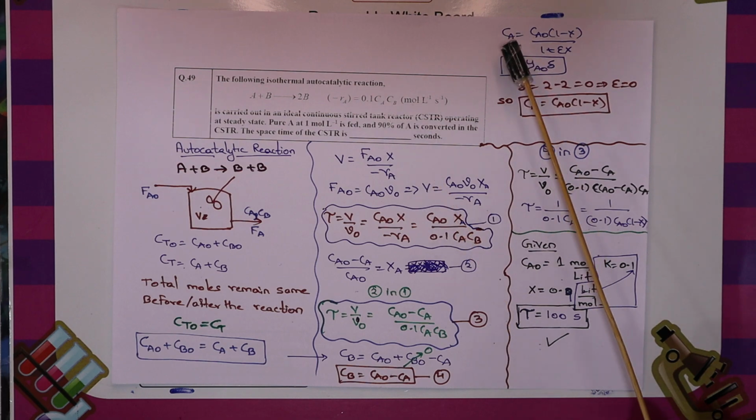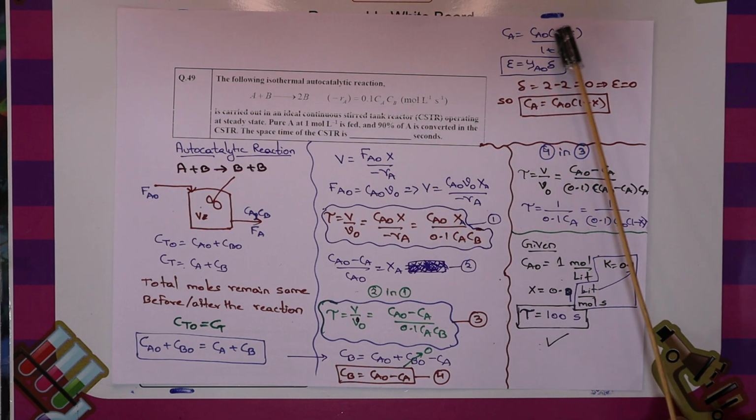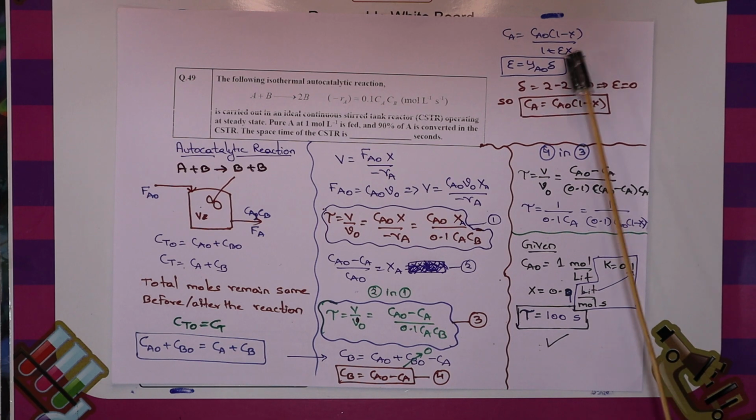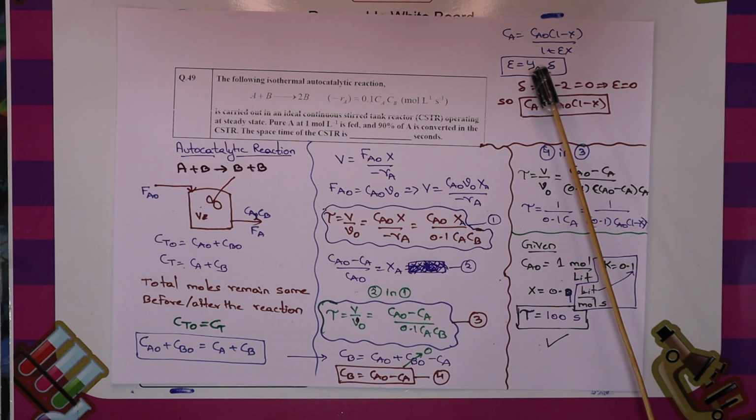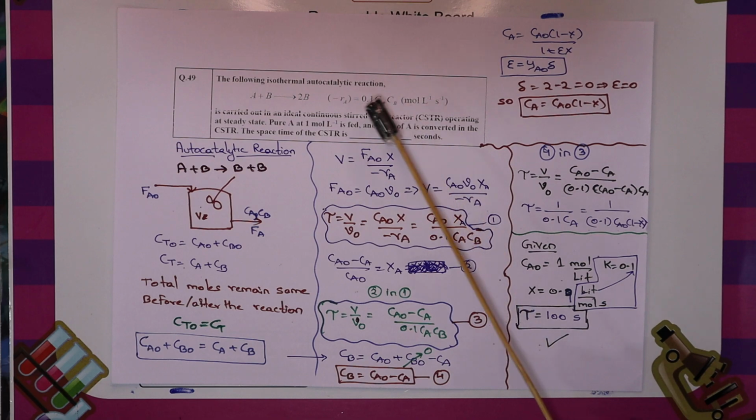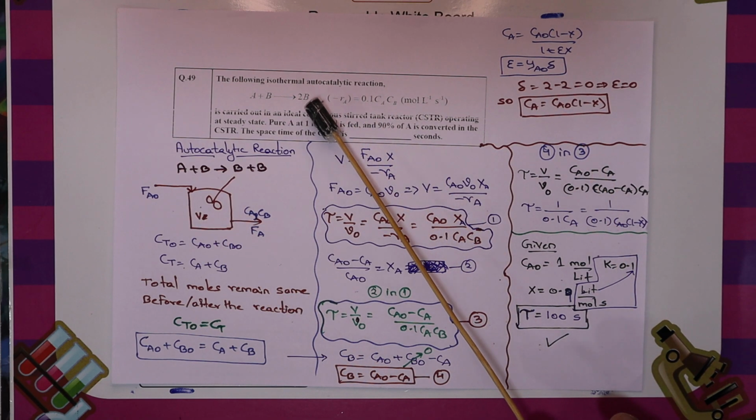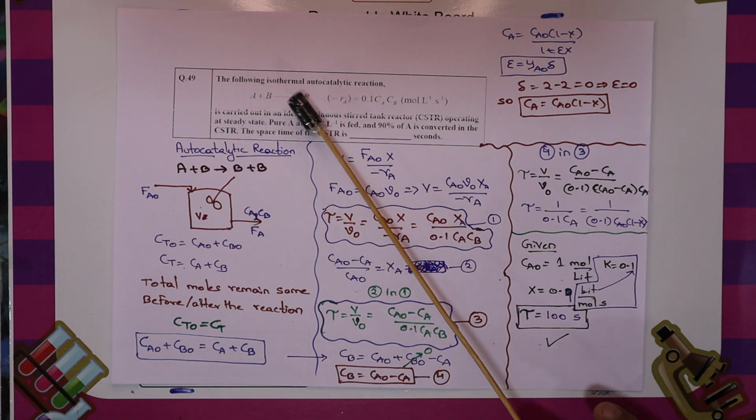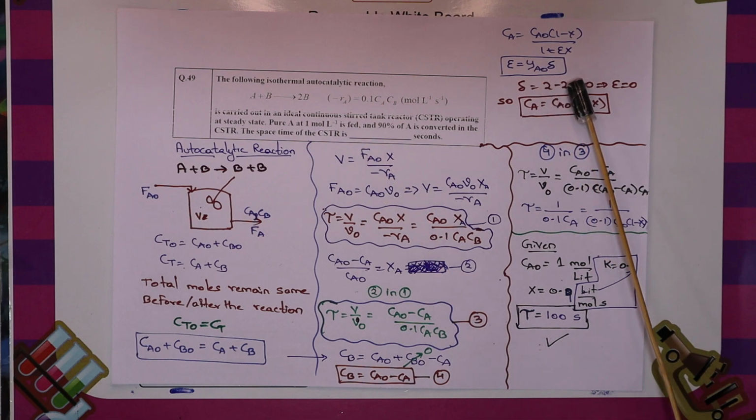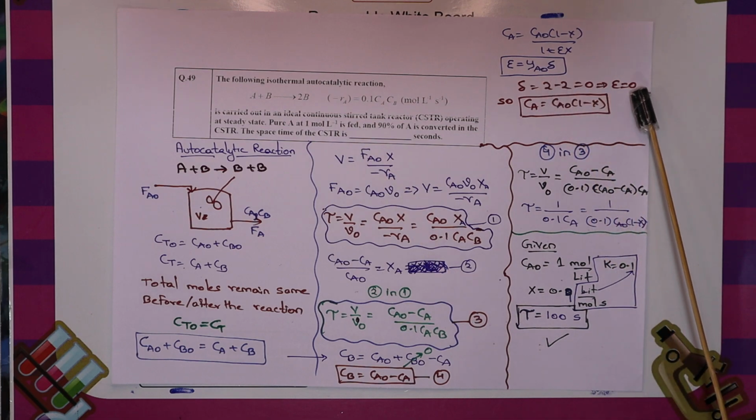For the gas phase, the concentration of A is Ca0 into 1 minus x by 1 plus epsilon x. Epsilon you can calculate as Ya0 into delta. What is Ya0? The initial mole fraction of A. What is delta? Nothing but product moles minus reactant moles. Product moles are 2, reactant moles are also 2. So 2 minus 2 equals 0. Therefore epsilon equals 0.